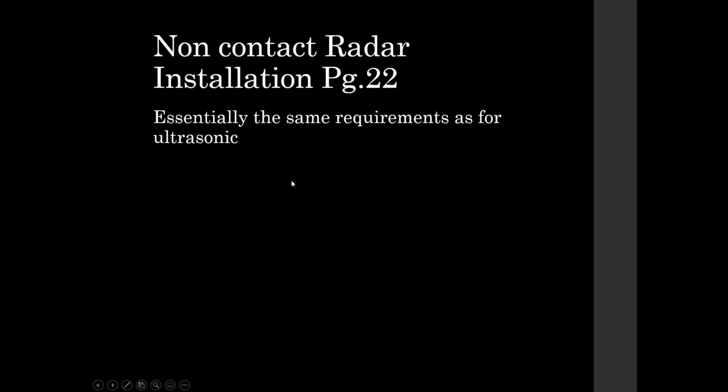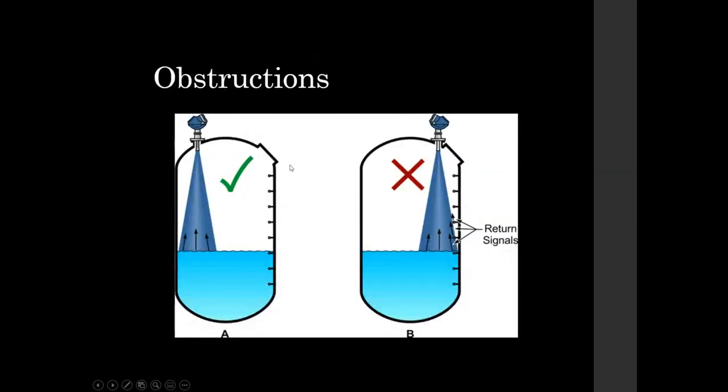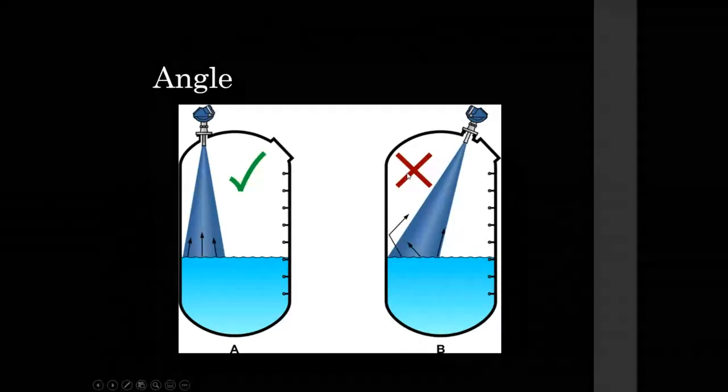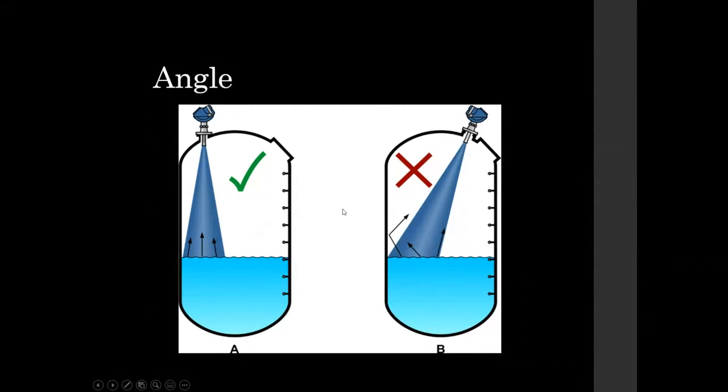Okay, non-contact radar installation. So this is essentially the exact same thing as it is for ultrasonic. So we deal with obstructions. Again, we want our beam to be able to travel down to the surface and come back without having any obstructions in the way. So you don't want it over here, for example, compared to over here. Parabolic effect, again, just like ultrasound. Same idea, half of your radius is the magic number, and again, avoiding this parabola, which could cause some funky reflections. Angle, again, plus or minus 5 degrees.